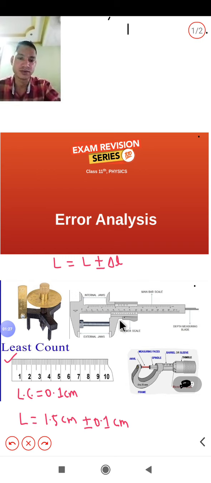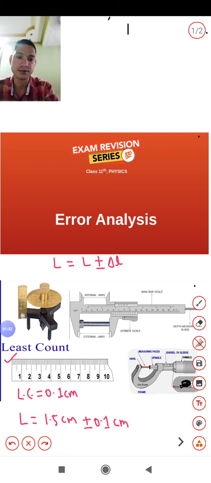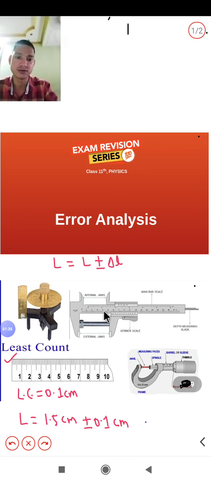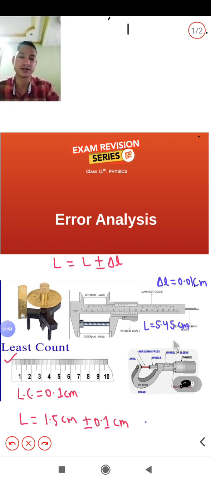If we measure the length with the help of this vernier caliper, the LC of the vernier caliper is 0.01 centimeter, so error will be 0.01 centimeter, and we will get the reading up to 2 decimal places. Suppose that the length of this screw is around 5.45 centimeter. This is just a rough measurement I am giving you. So up to 2 decimal places I'll get the reading, and error will be 0.01 centimeter.